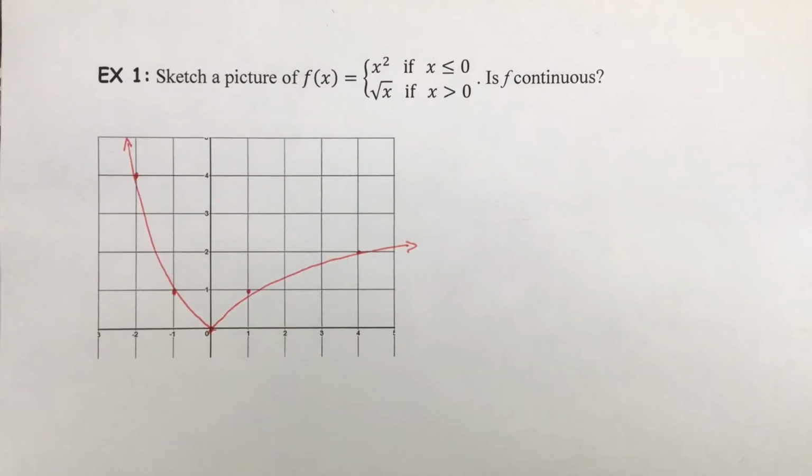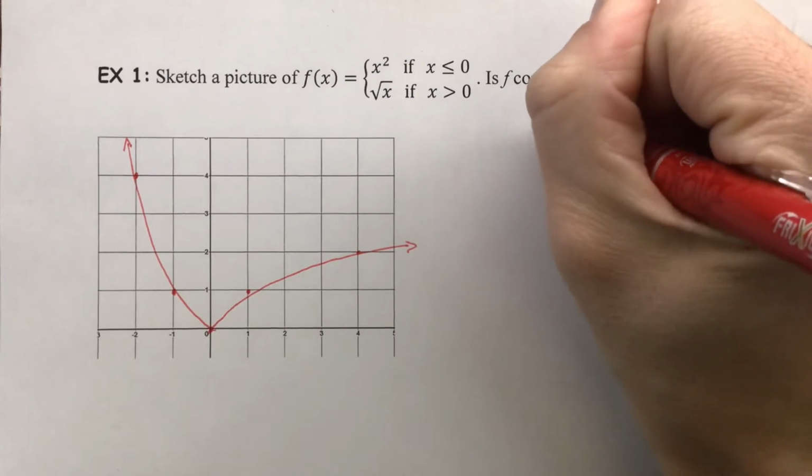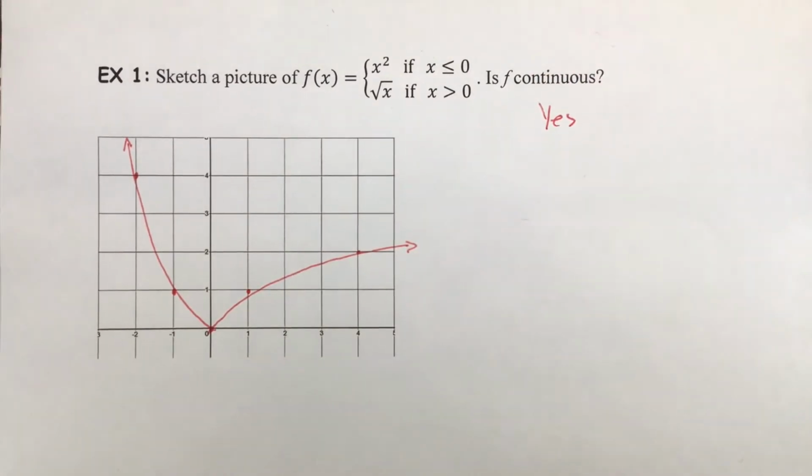Okay, as a follow-up question, is f continuous? Does it have any breaks along it? It does not have any breaks, which is going to make it continuous. Is it continuous? Yes. It does have an abrupt turn here, sort of like the absolute value function, but that doesn't change anything with regards to being continuous. It does exist at that spot.